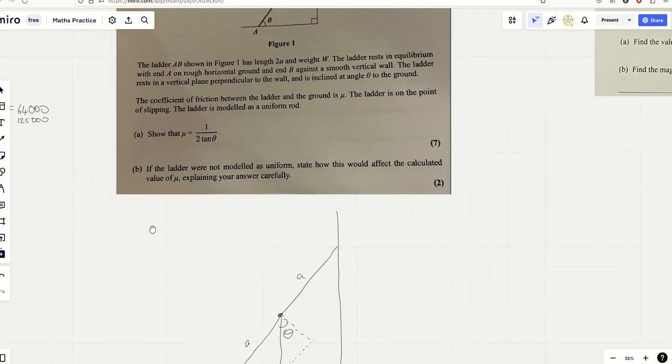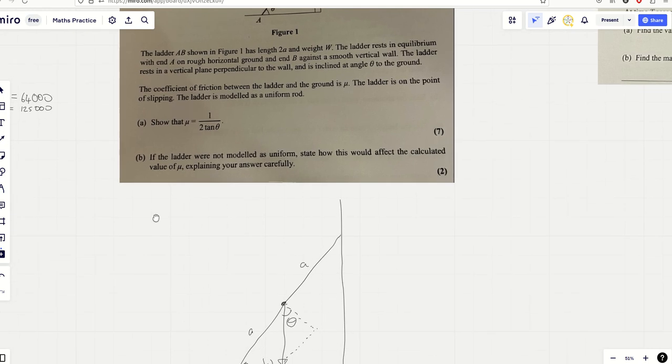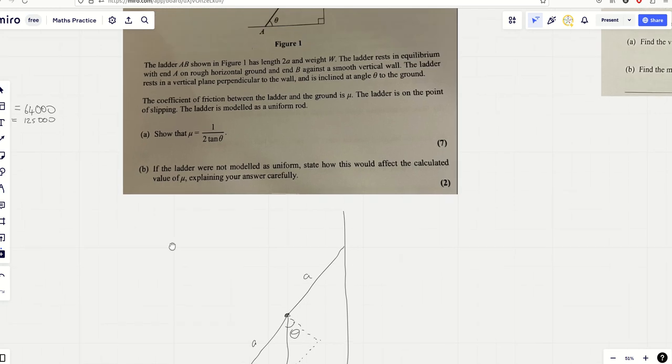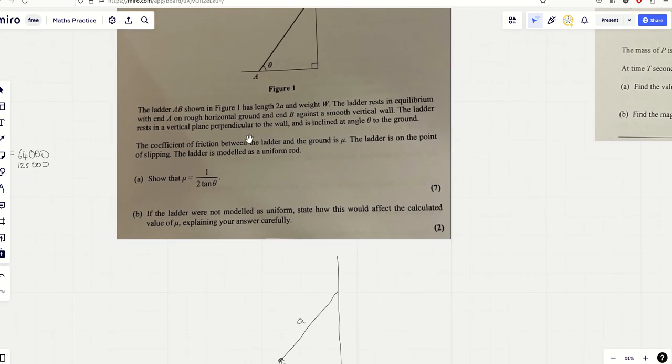Okay, it's in equilibrium. Rough ground, smooth wall. So no friction here, but there will be friction here. And as there's nothing pushing it towards the wall, friction could go in the other direction, but almost every time friction goes in that direction. I'm going to put it at a maximum. I'm guessing it's at a maximum, and it will be a maximum if it's on the point of slipping. Yeah, the ladder is on the point of slipping. That's good. Is there no other weight on the ladder? I don't think so. So let's do it.